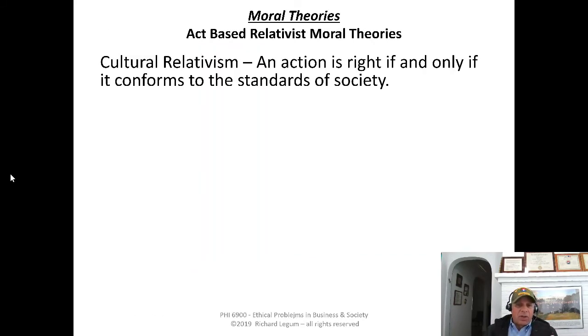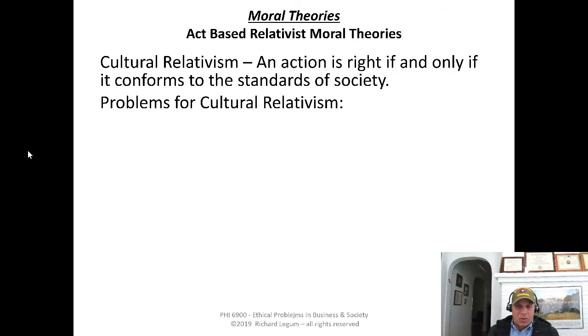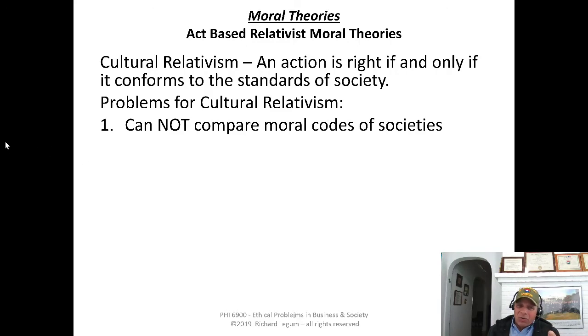So the relativist theories that we have are what's called cultural relativism, that is, an action is right or wrong if and only if it conforms to the moral standards of society. And we're just talking about problems. Well, some of the problems that come up if you buy this form of relativism, and it's very common today. In fact, it's probably the dominant view of you guys sitting out there in the classroom because you want to be tolerant. You think that this requires that you be tolerant.